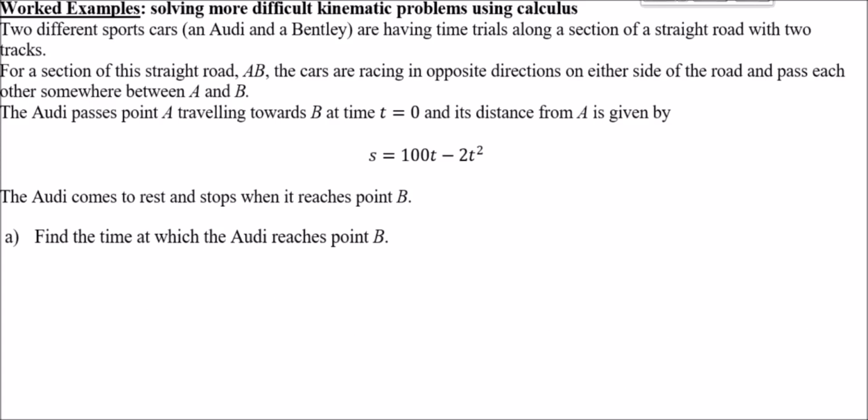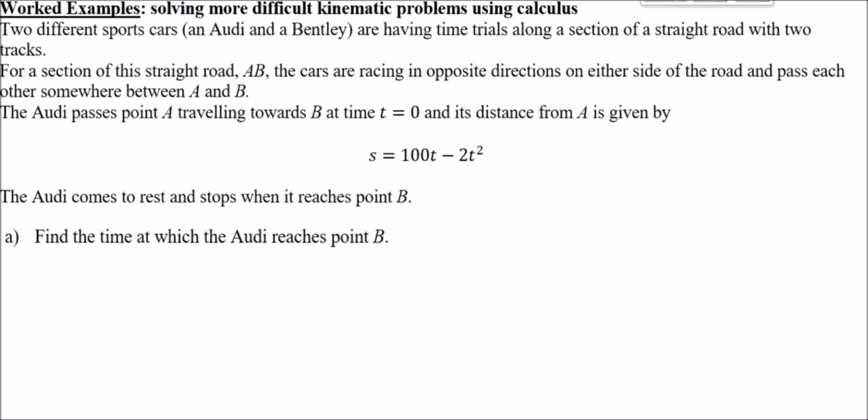I want to now show you a slightly harder problem involving kinematics using calculus. So this is one I've just created. I've derived it from a textbook, to be honest. So I want you to imagine now I've got two different sports cars, an Audi and a Bentley. I've picked those because it's just A and B. Not very imaginative, I know.